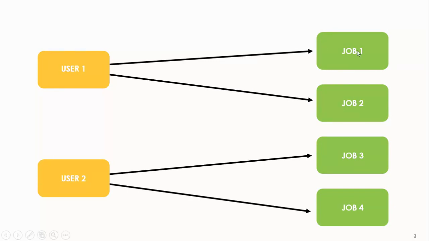So we're going to place the jobs method on the user model, which will use the hasMany. And then on the inverse of that relationship, we are going to place the user method on the job model, which will use the belongsTo. So as you can see here, we have user 1 who has job 1 and job 2. User 2 has job 3 and job 4.